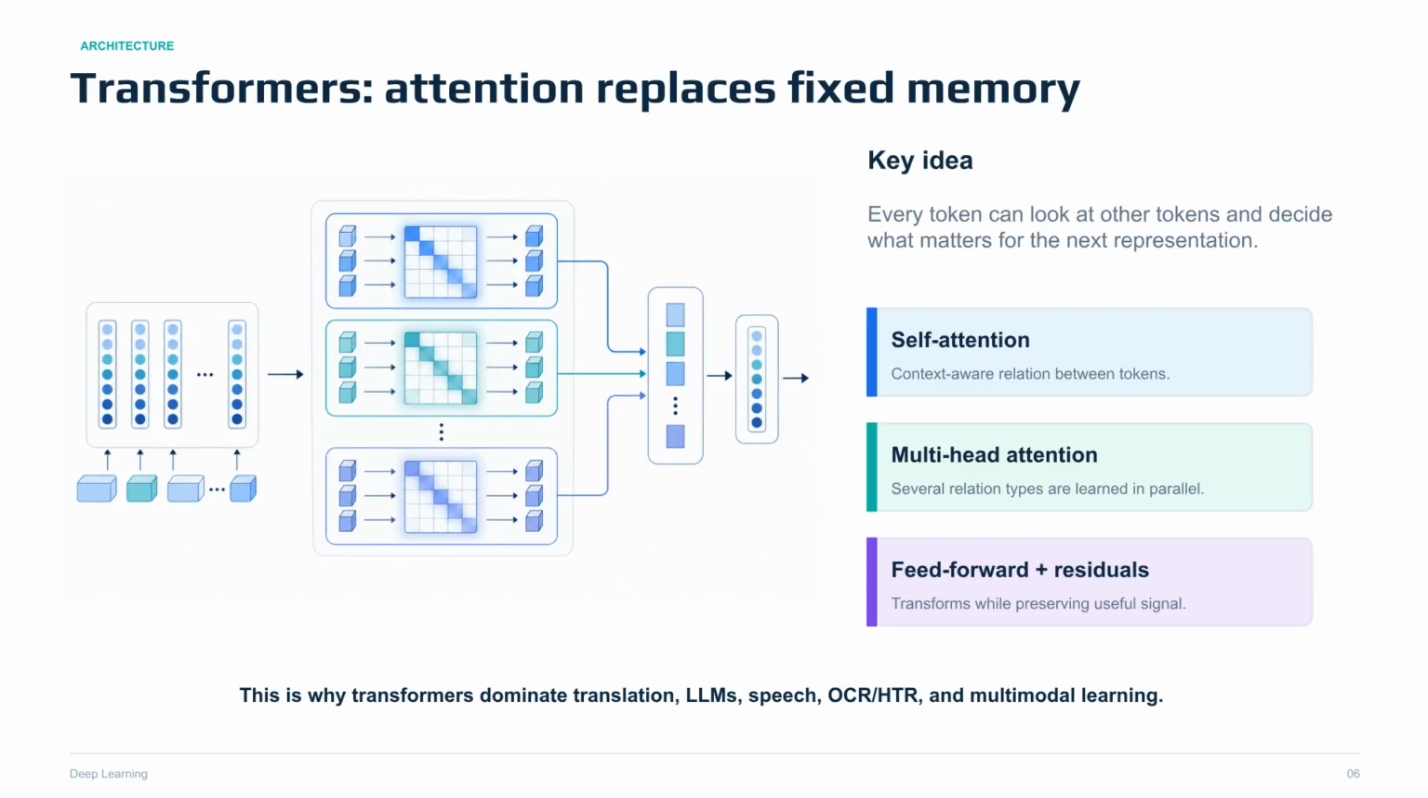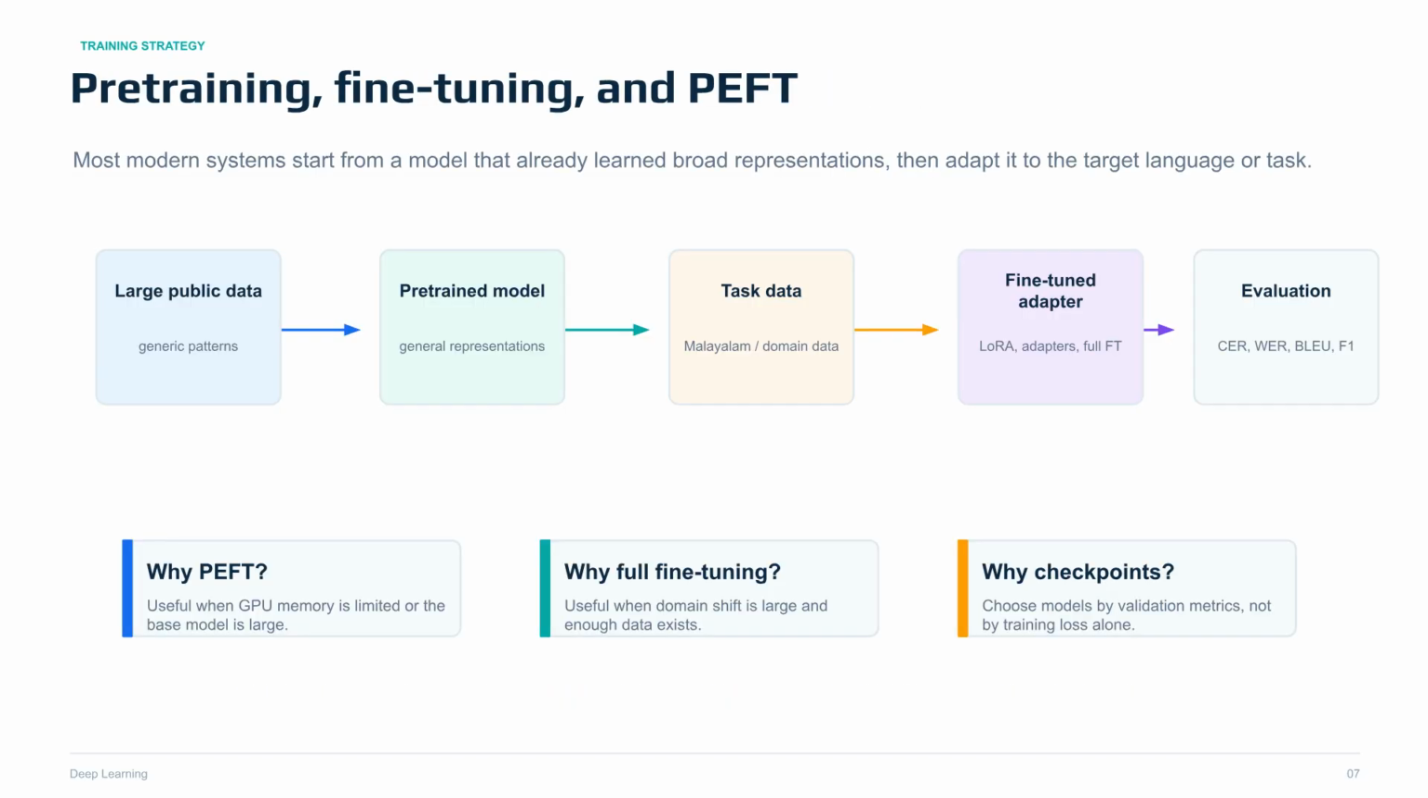Transformers are a powerful architecture where attention replaces fixed memory. Every token can look at other tokens to decide what is important for the next representation. In practice, most systems use pre-training followed by fine-tuning or parameter-efficient methods. This allows models to adapt broad representations to specific languages or tasks.